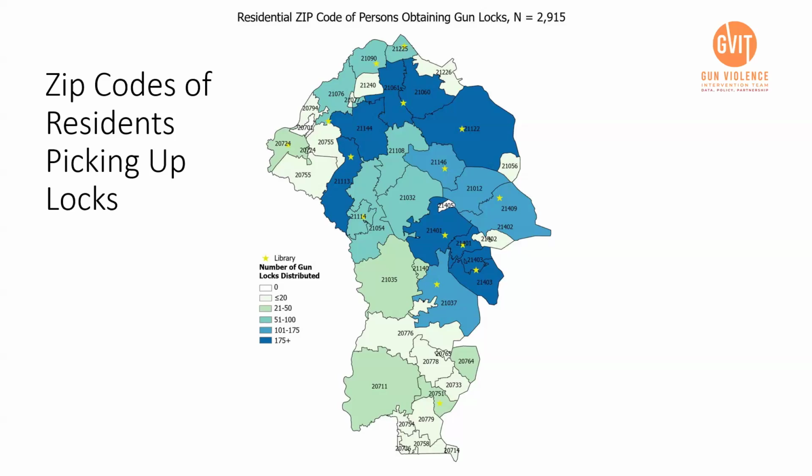In the dark blue areas, this is where we've distributed more gun locks. As the color gradient gets lighter, this is where we've distributed fewer gun locks. And then the stars outline where each of the library branches are. Libraries are a wonderful partner because they provide geographic diversity in locations that we as a health department don't have. So this is really helpful that they are able to provide this.